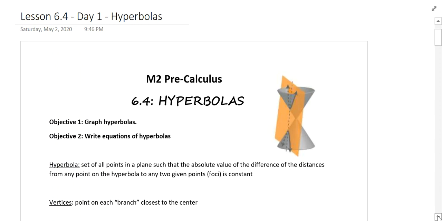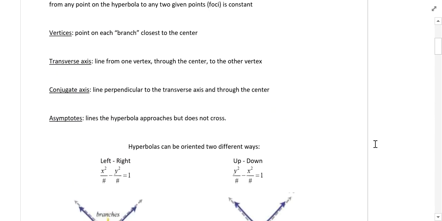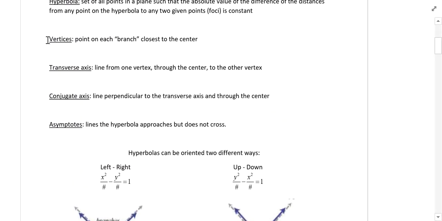Some other vocab that we have: vertices, which are the points on each branch closest to the center of the hyperbola. We have what's called the transverse axis, the line from one vertex through the center to the other vertex. We have a conjugate axis, the line perpendicular to the transverse axis through the center. And we also have asymptotes, which are lines that the hyperbola approaches but does not cross.